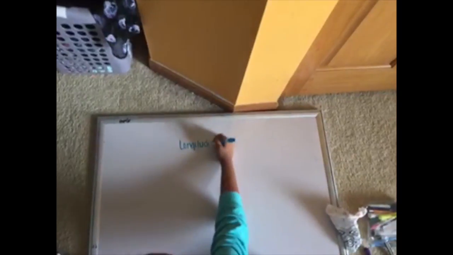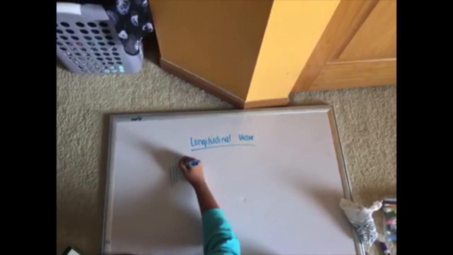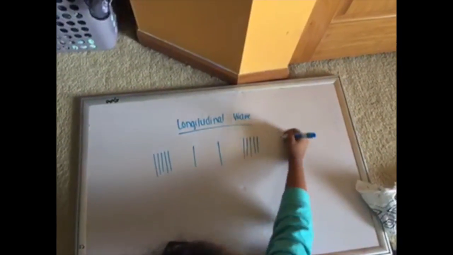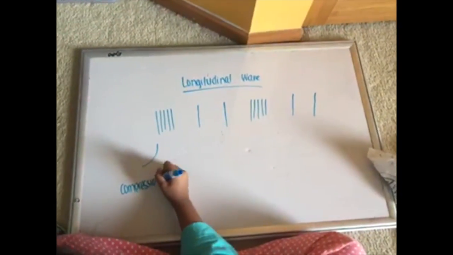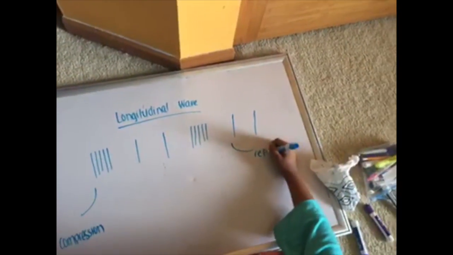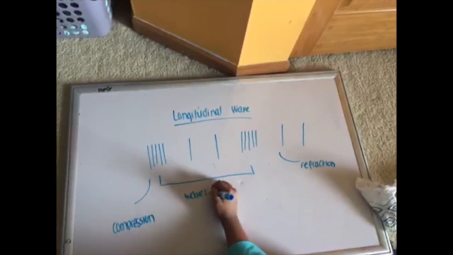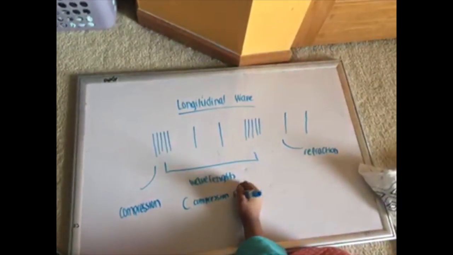A longitudinal wave is a wave where particles of the medium move in a direction parallel to that of the wave movement. Instead of the crests and troughs of transverse waves, longitudinal waves have compressions and rarefactions. Compressions are regions where the particles of the medium are closer together, and a rarefaction is where the particles are further apart. Wavelengths can be found from compression to compression or rarefaction to rarefaction.